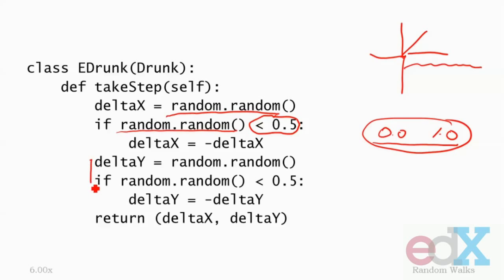Then we'll do the same thing over here for y. And so now we've got new values, and then we'll return the tuple delta x, delta y. Almost ready to run a simulation, but not quite.